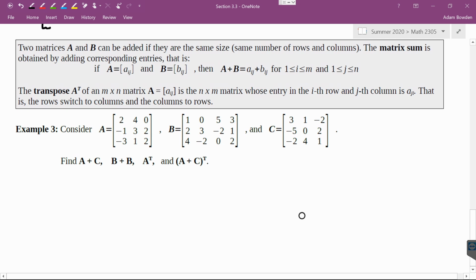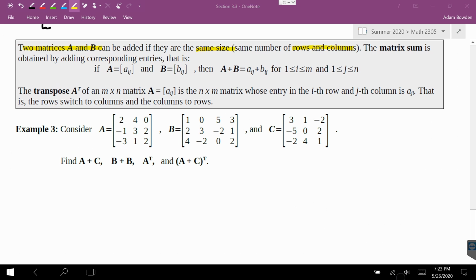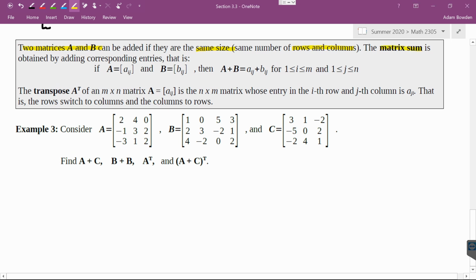Now we're going to talk about a few different operations on matrices. First off, the sum of two matrices. Two matrices A and B can be added if they are of the same size. That is, they have the same number of rows and columns. The matrix sum is obtained by adding the corresponding entries together. So it's just add the numbers in one matrix with the corresponding entries in the other matrix. Again, they need to be the same size for this to work.